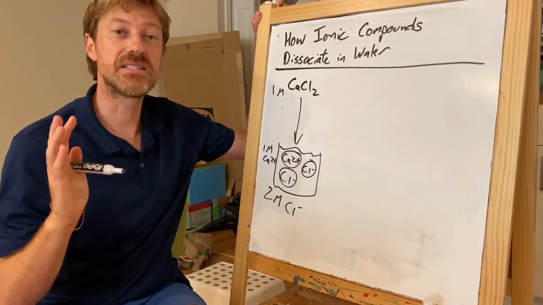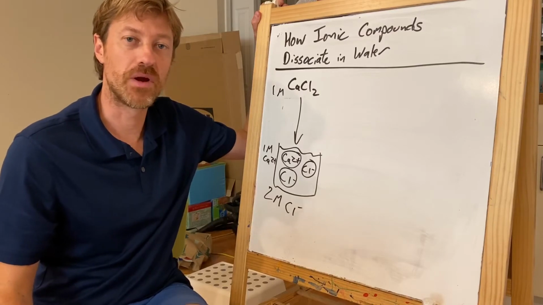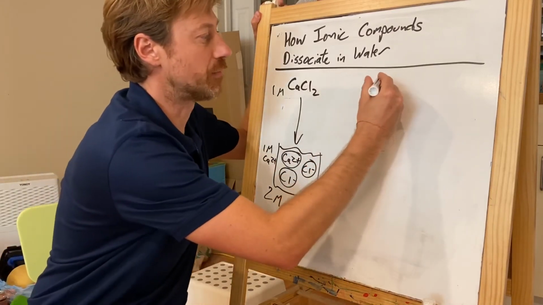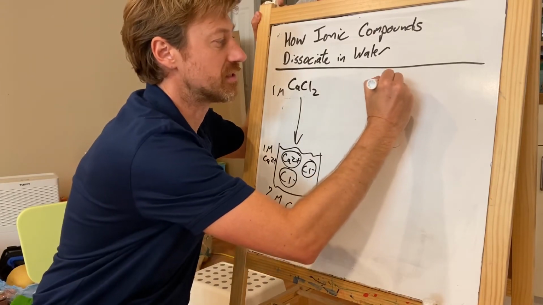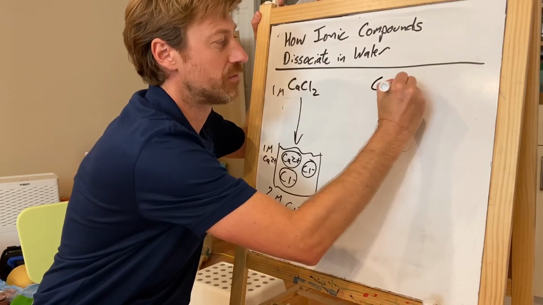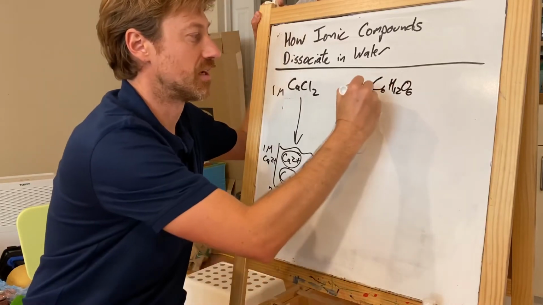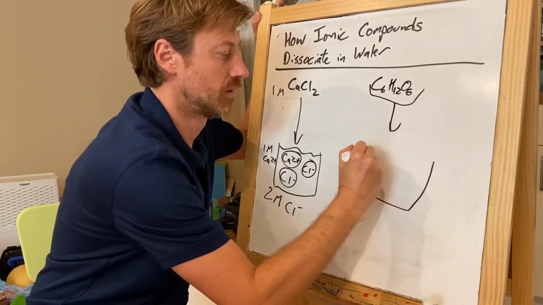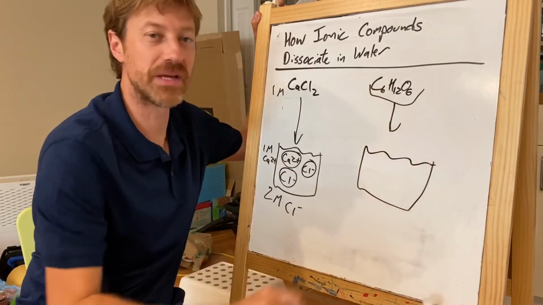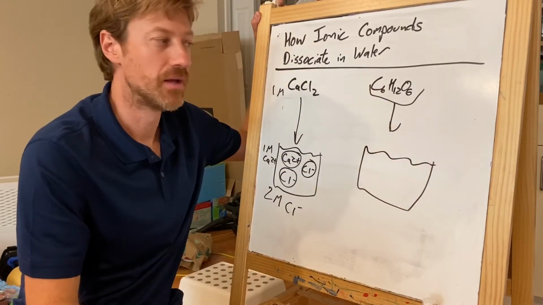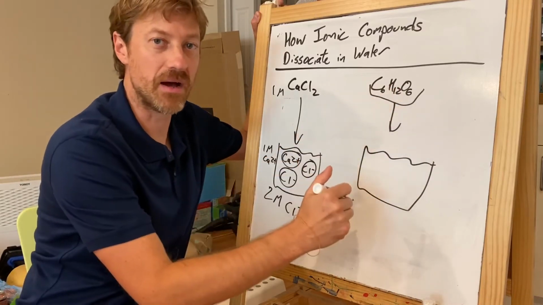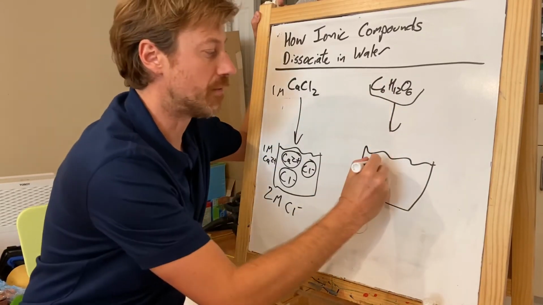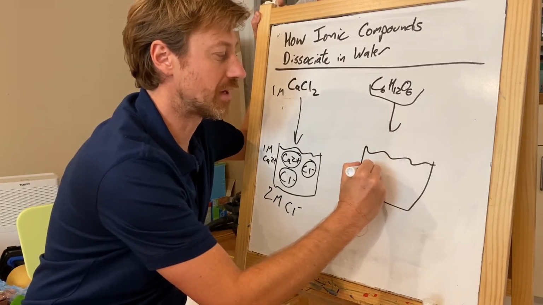All right, this is different than what would happen with molecular compounds like sugar. So let's suppose we have something like a sugar. It says C6H12O6, that's glucose. If this goes into water here, and we have a whole big massive chunk of glucose, it will separate out into the molecules, but each of these molecules will be together.